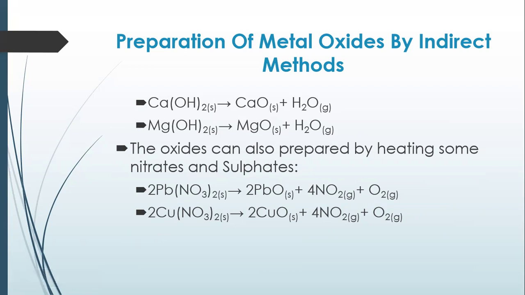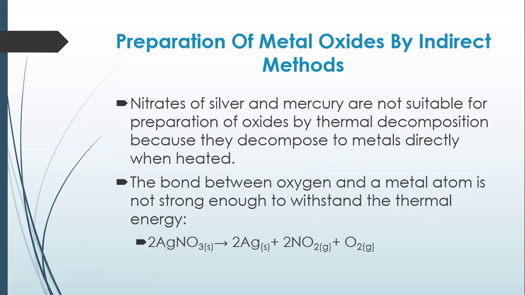The oxides can also be prepared by heating some nitrates and sulfates. As you can see here, lead nitrate, when it decomposes, leads to lead oxide plus nitrogen dioxide plus oxygen gas. Then there's copper nitrate. When it decomposes, it leads to copper oxide plus nitrogen dioxide plus oxygen gas. So these are examples of the oxides that are prepared by the heating of some nitrates and sulfates. We've seen the examples of these nitrates.